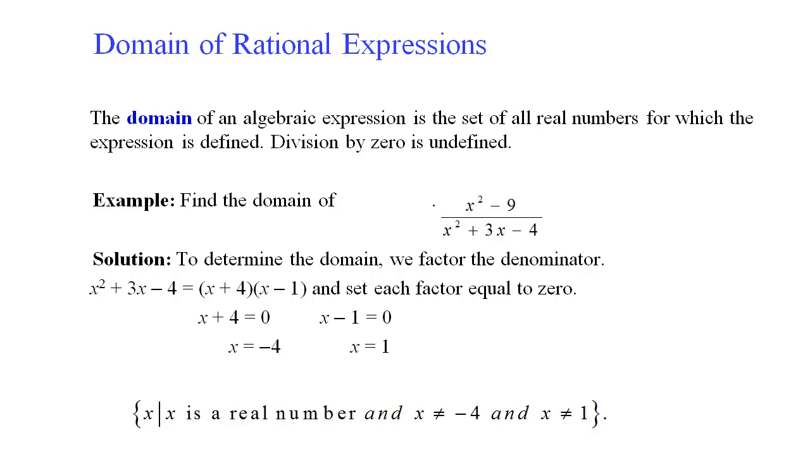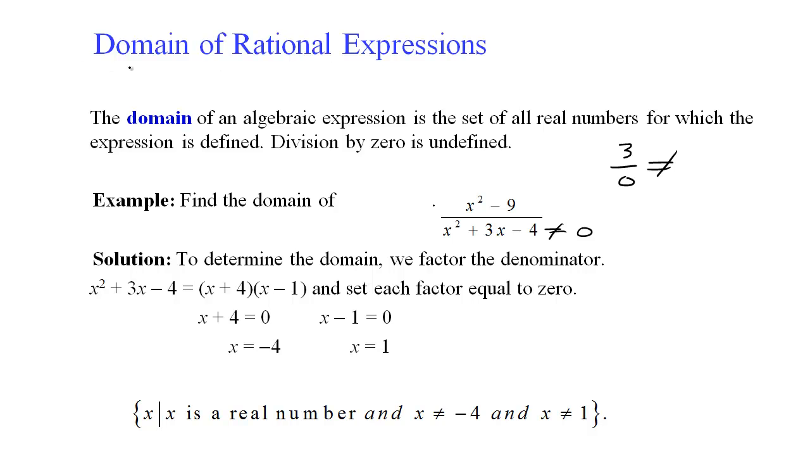You might remember that we can never divide a number by 0. So just like how having 3 over 0 is no good, it doesn't equal anything, it's undefined. This is no good if the bottom equals 0. We can't let the bottom equal 0.